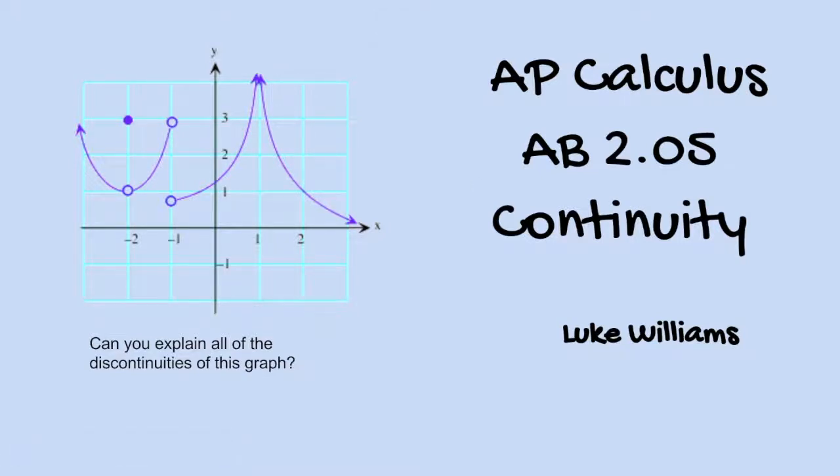As you can see on the left of your screen, we have a graph with several discontinuities. Can you explain where all the discontinuities occur and what these discontinuities are called? If not, that's totally okay. That's part of what we're here to correct. If so, you're already ahead of the game.